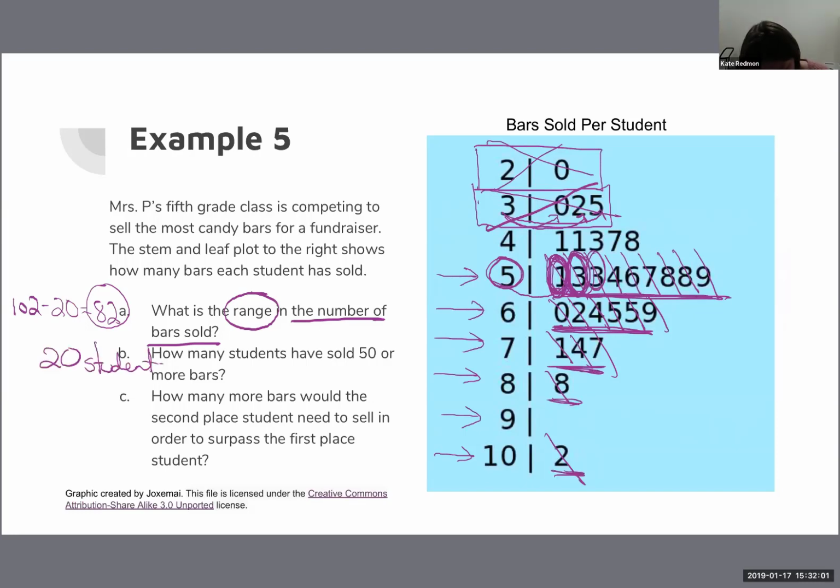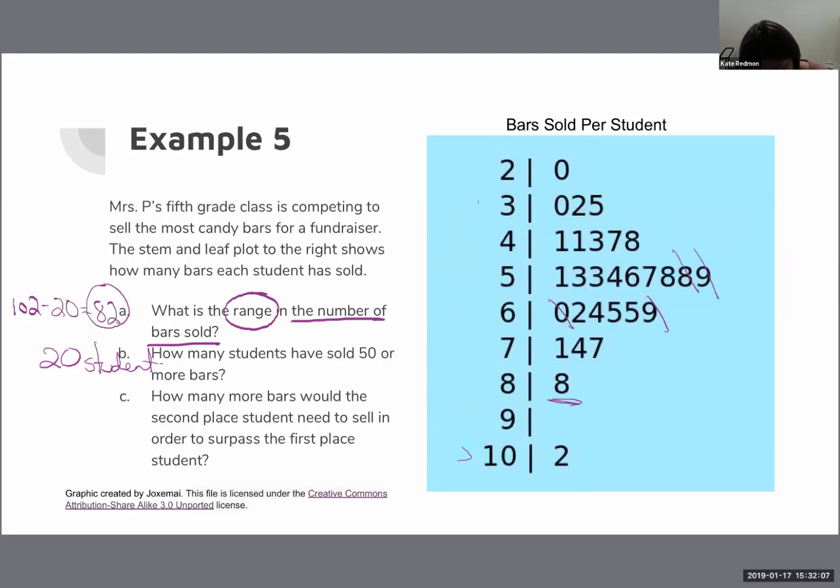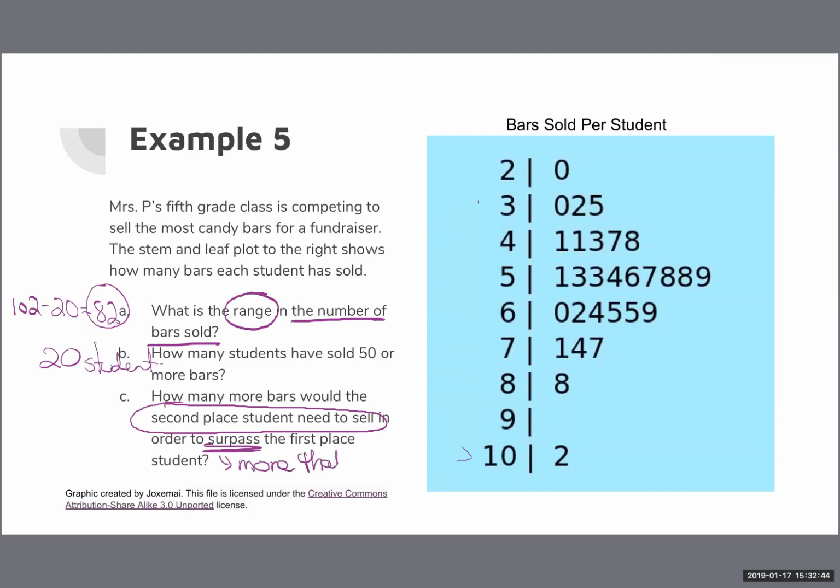This last weird question I have for you, C, says, how many more bars would the second place student have to sell in order to surpass the first place student? And I think this is just so GED typical to ask mean, weird questions that we really have to interpret what the heck they are asking. So I'm saying, how many more bars would the second place student need to sell in order to surpass? Do you guys know what the word surpass means? Yeah, more. Get more than the first place student.